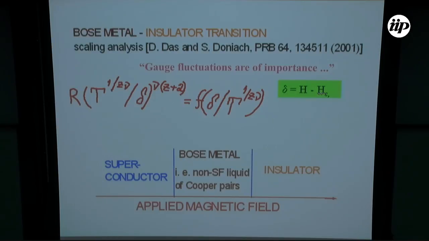There is no rigorous theory, like the result of the one-parameter scaling of Fisher for the vortex glass insulator transition. But this scaling implies the possibility of an intermediate phase, exactly as I already mentioned, between the superconductor and insulator.